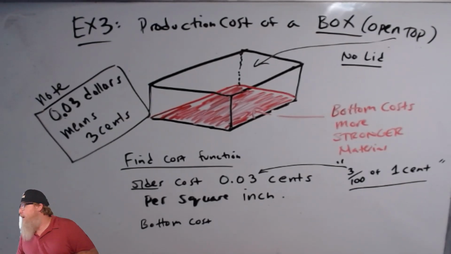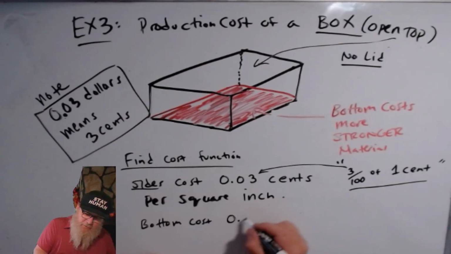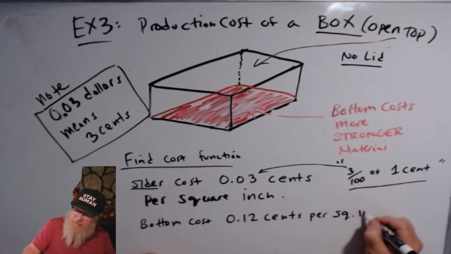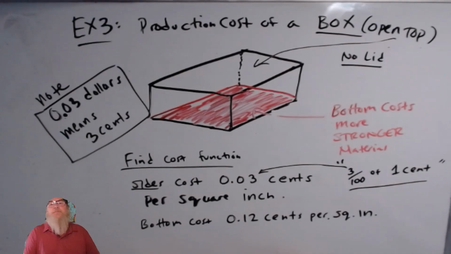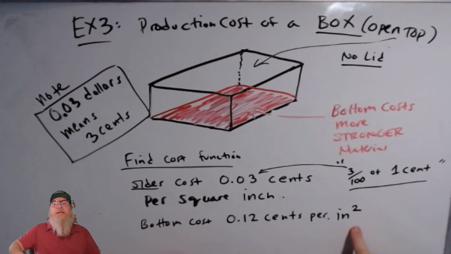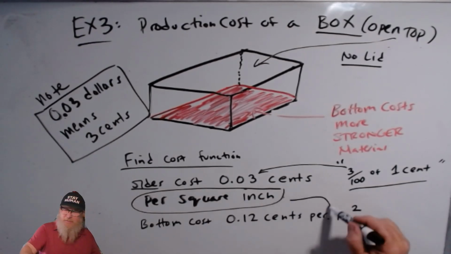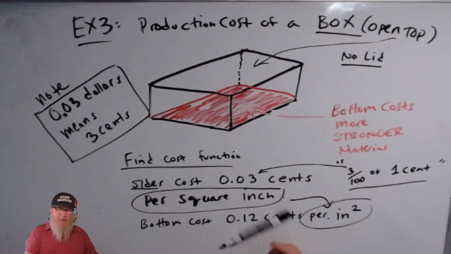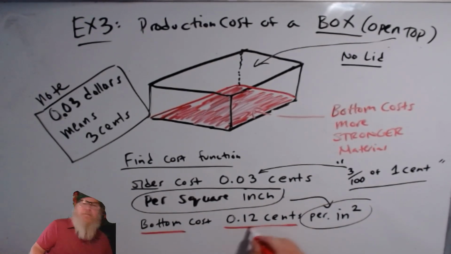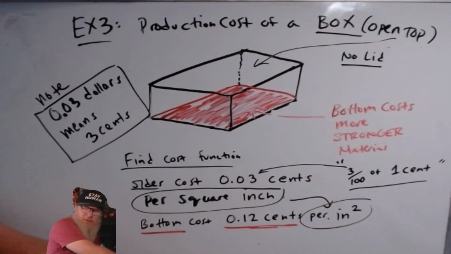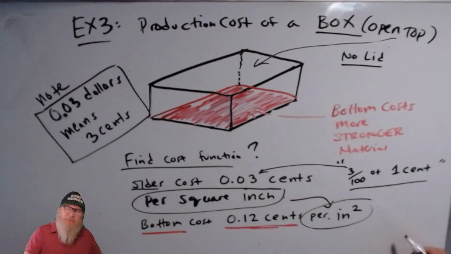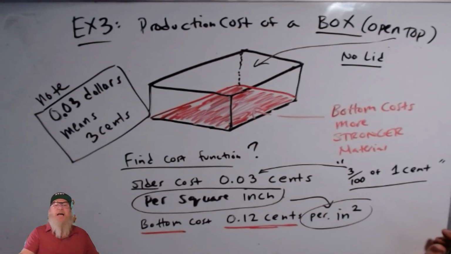And the bottom is more expensive. The cost for the bottom is 0.12 of a cent per square inch. All right. Or I could say per inch squared. This means the same thing as this. Now notice the bottom is more expensive. That's our bottom there. That's going to cost more. All right. And so find the cost function. And I will give you the costs for the side and the bottom.